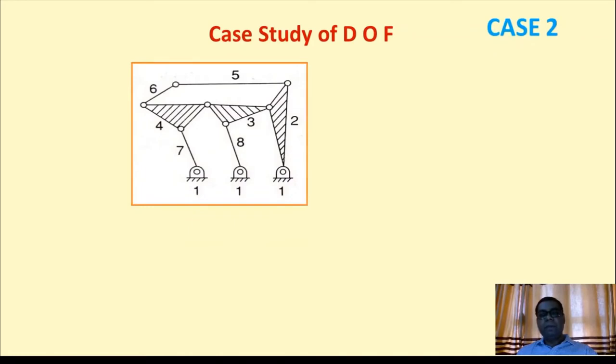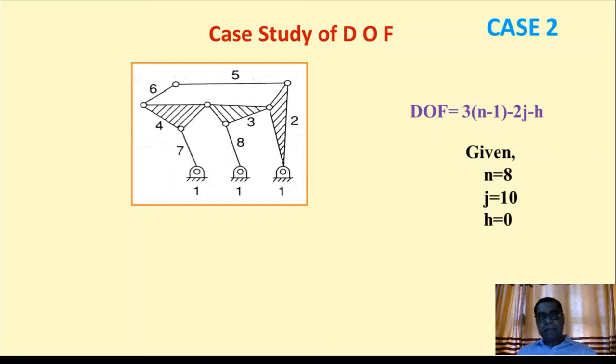This is the second problem, where you can see that there are 3 different triangular shaped links, that is link number 2, link number 3 and link number 4. Link number 1 over here is a fixed link. Links 7, 8, 5 and 6 are simple linear links. Again we find that the number of links present is 8. We have to find the number of pairs. We have calculated and found that it is 10. There is no higher pair.